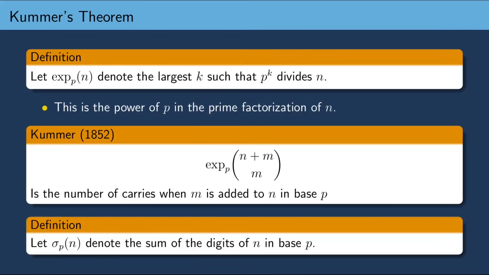In order to prove this result, I'm going to need another bit of notation. Let sigma sub p denote the sum of the digits function in base p. And let's actually start by looking at exp sub p, the power of p in n factorial. Since n choose m is built up out of factorials, this seems like a good place to start.